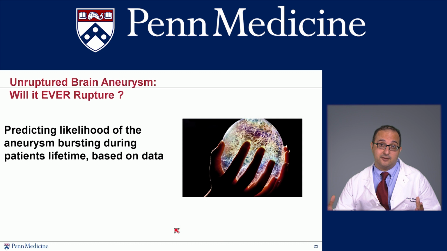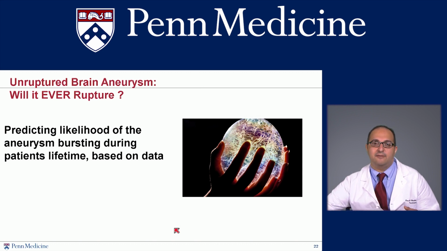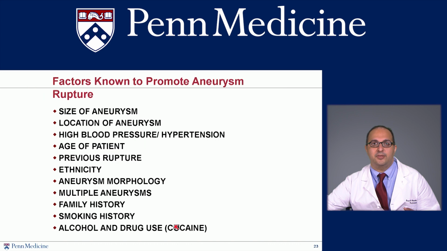So it's almost like fortune telling, or looking into the future and predicting if an aneurysm is ever going to rupture. And if you knew with certainty that this aneurysm is going to burst 5 or 10 years from now, then the answer would be easy to go ahead and treat it. But again, we can only predict, and we do that by looking at our data and giving them a percentage risk of the aneurysm bursting during their lifetime, and we'll talk a little bit more about that.